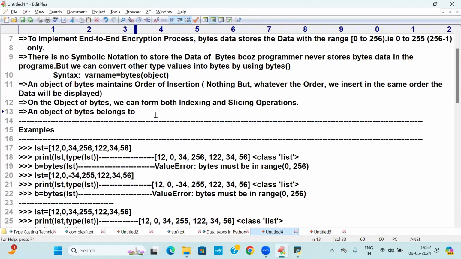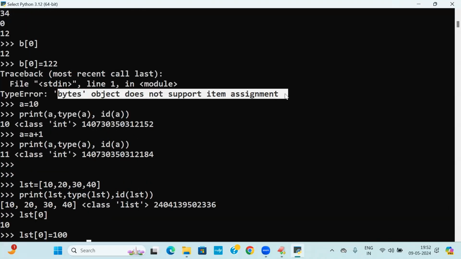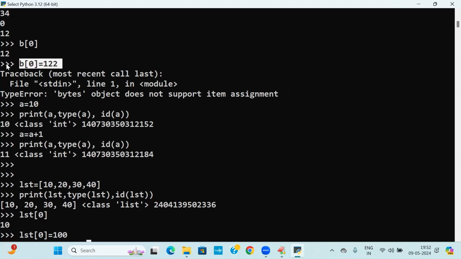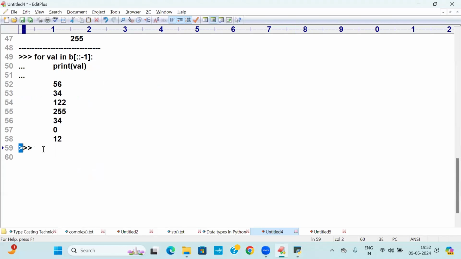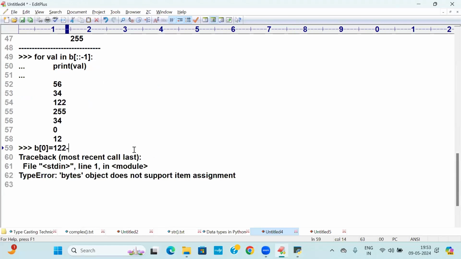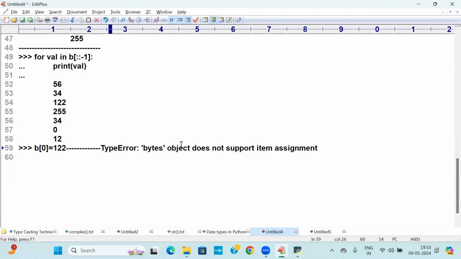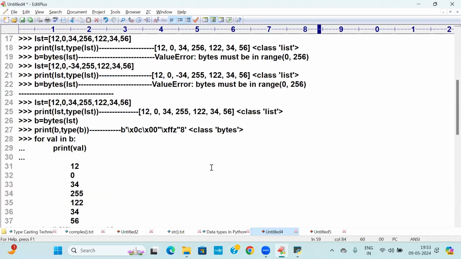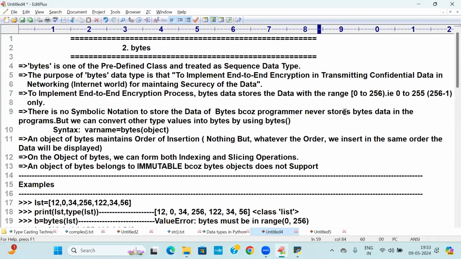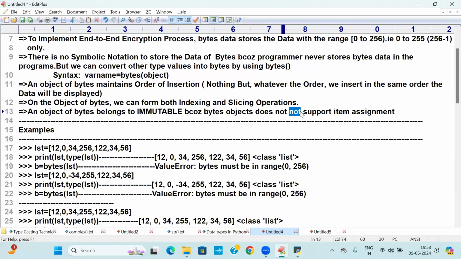So finally, about this I will tell you tomorrow. Today I will write one point. An object of bytes belongs to what? Immutable. Why, sir? Because the bytes object does not support, you have seen it, item assignment. You got an error or not? Yes, that point I will carry. Tomorrow in class I'll show you once again. This is an error. This I am going to mention: does not support item assignment.